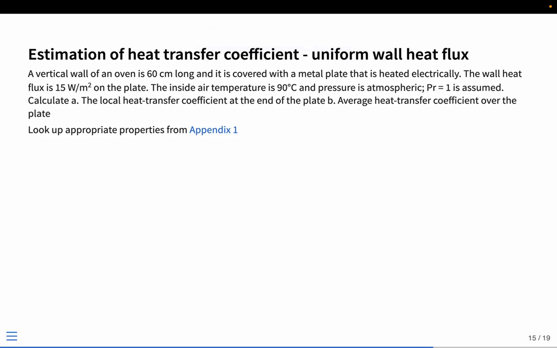The difference between that and this one is that here is also a metal plate, but it is heated electrically, and the wall heat flux is specified as 15 watts per square meter. So the main difference from the previous one is that it is still a metal plate, so the temperature will be more or less uniform. But because we are heating it electrically, we are specifying the heat flux at each and every point on the surface of the plate. In the previous case, it was not specifically mentioned like that. Again, you are asked to find the local heat transfer coefficient and the average heat transfer coefficient.